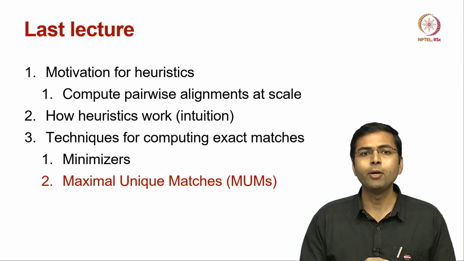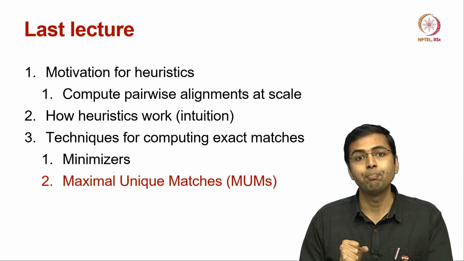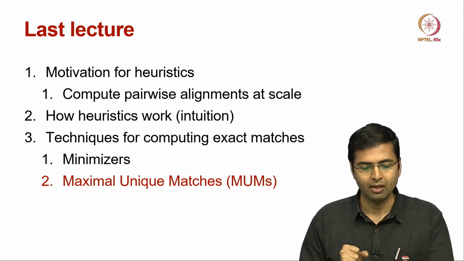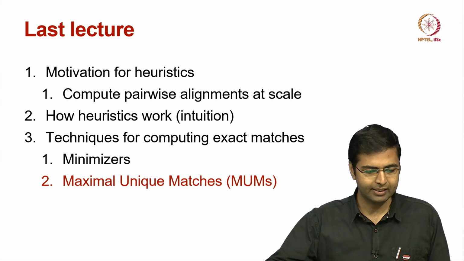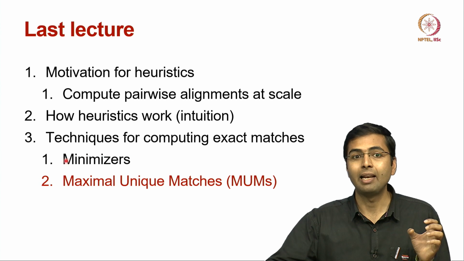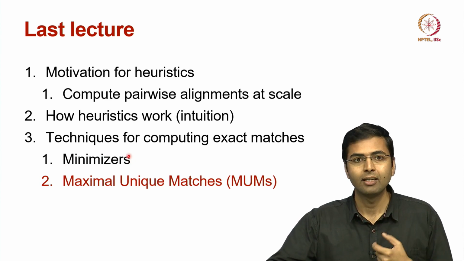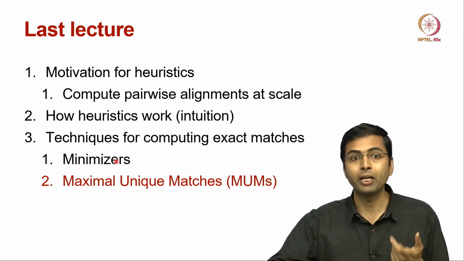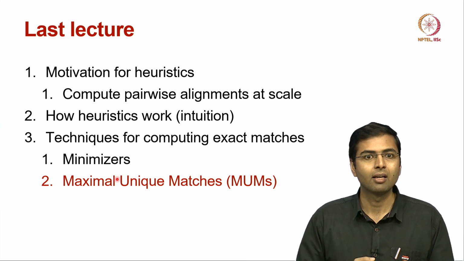Now for today we are going to look at another technique for computing exact matches, which is known as maximal unique matches. One key difference between these two techniques is that in the minimizer or k-mer based methods, the length of the exact matches was constant. Depending on the parameter k, the exact matches that we were computing were of constant length, whereas now we will allow these matches to have variable lengths, and we will define this properly in the next few slides.